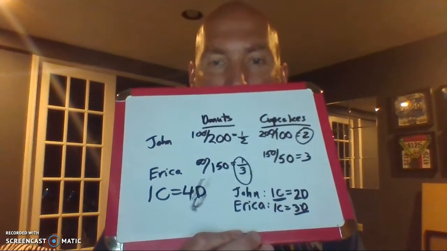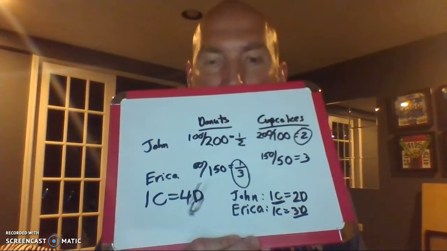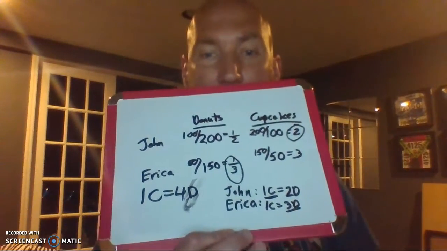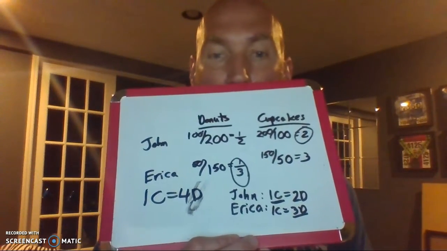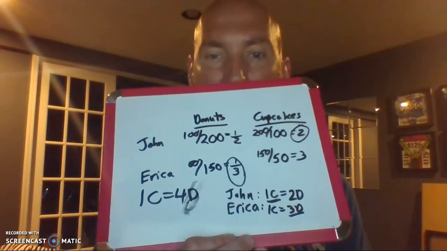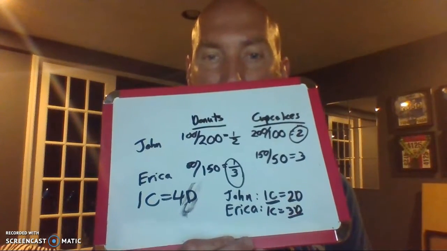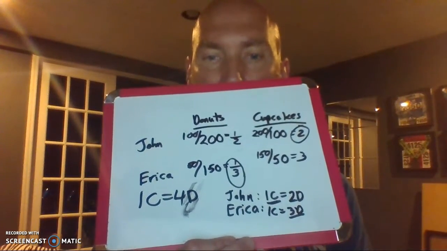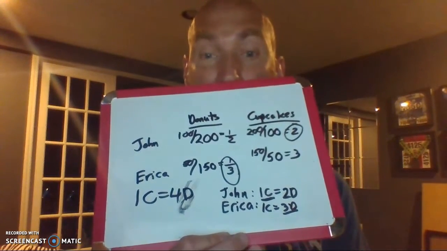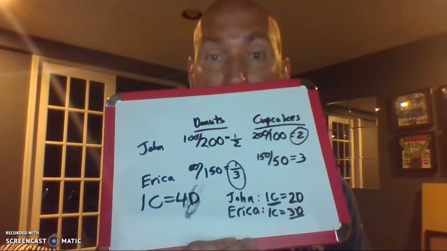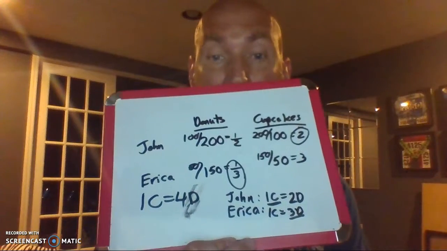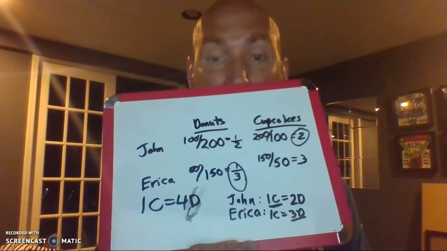So if I'm John, now I can get pretty much twice as many donuts for 1 cupcake. Whereas before, if I'm making it on my own, I would only get 2 donuts per cupcake. So this is a good trade for John. He's doubling the amount of donuts he normally would get. That means it's beneficial to John.